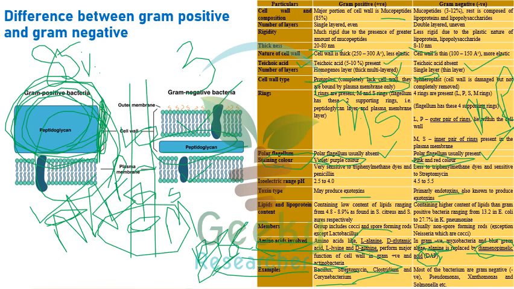During staining, gram positive bacteria produce a violet or purple color. Gram negative bacteria produce a pink or red color. So these are some important things.